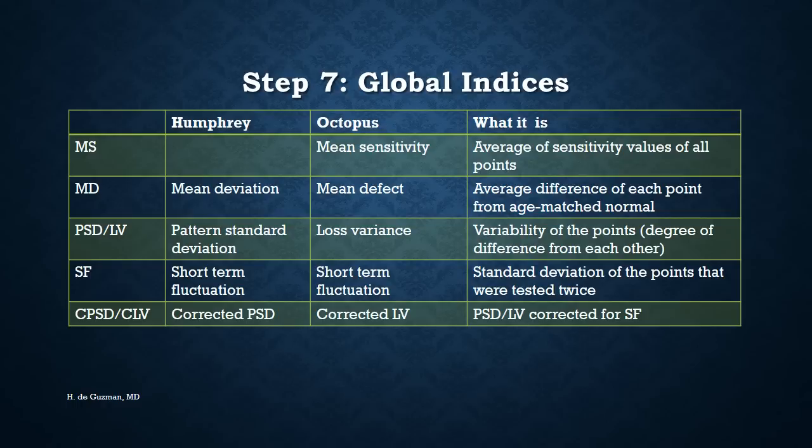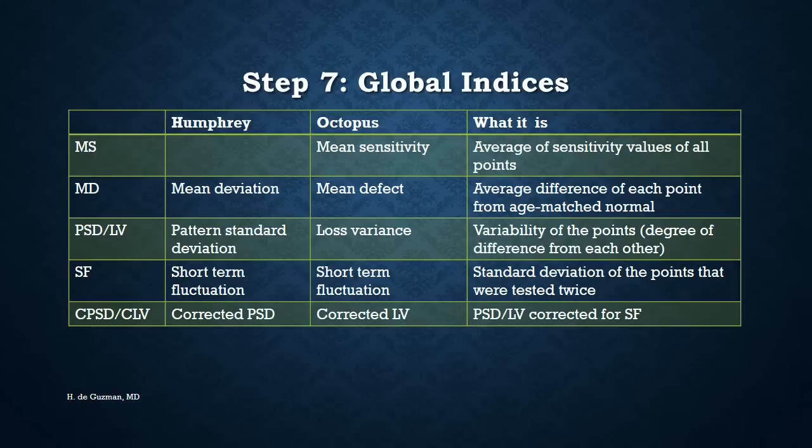Octopus gives the mean sensitivity, which is just the average sensitivity values of all points. Humphrey and Octopus both have something called MD, which is mean deviation in Humphrey and mean defect in Octopus. And what they are is the average difference of each point from the age-matched normal. The pattern standard deviation, or the loss variance for Octopus, are an indicator of the variability of the points, or the degree of difference of each point from another.